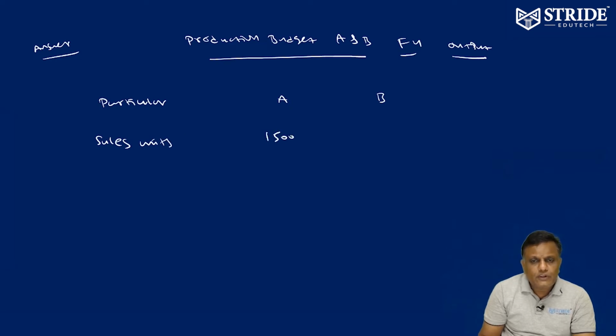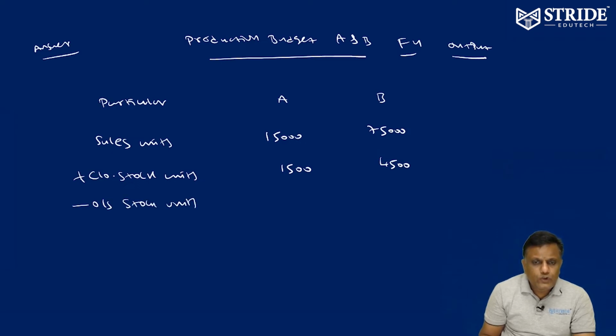Sales units: 15,000 units for A, 75,000 units for B. Closing stock units: 1,500 for A, 4,500 for B. Less opening stock units: 3,000 units of finished goods for A, 4,000 units of finished goods for B. So production equals sales plus closing stock of finished goods minus opening stock of finished goods.